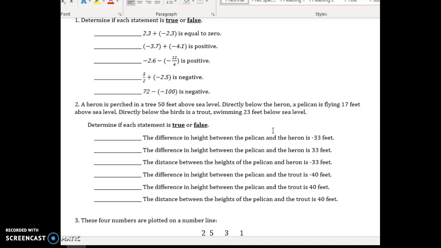The difference in height between the pelican and the trout is negative 40 feet. The difference in height between the pelican and the trout is 40 feet. The distance between the heights of the pelican and the trout is 40 feet.